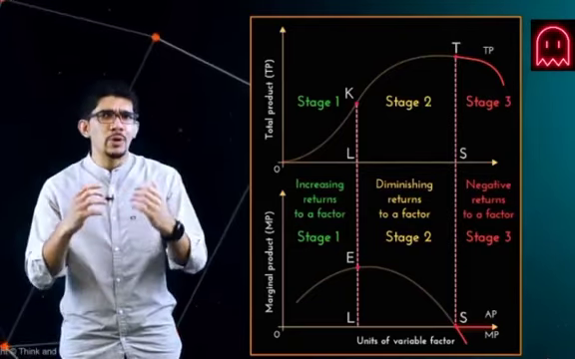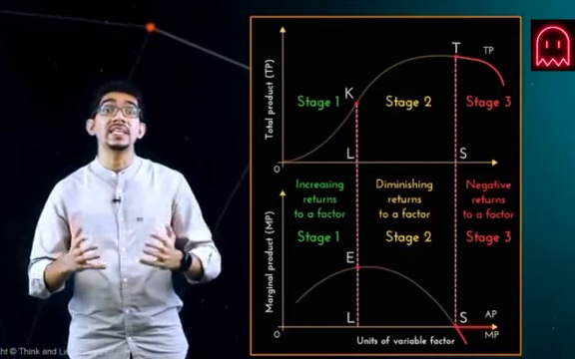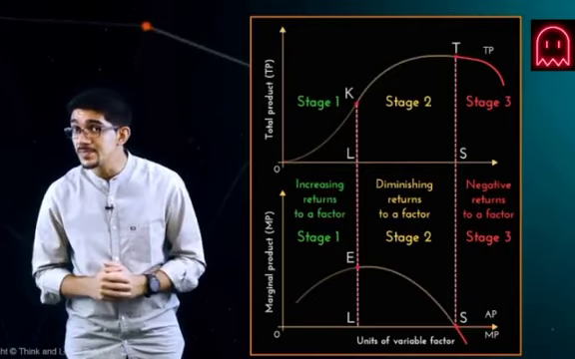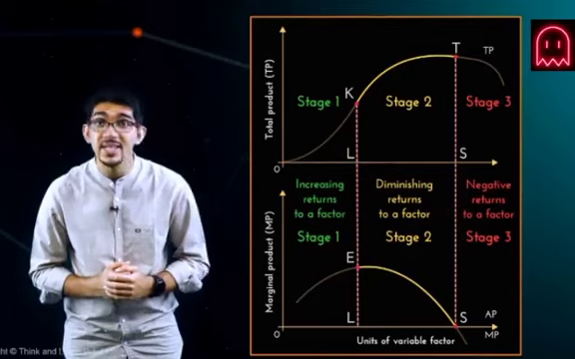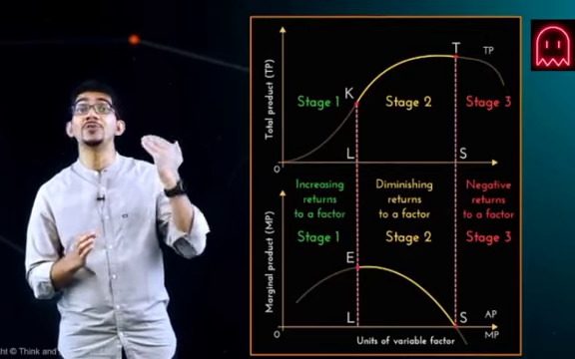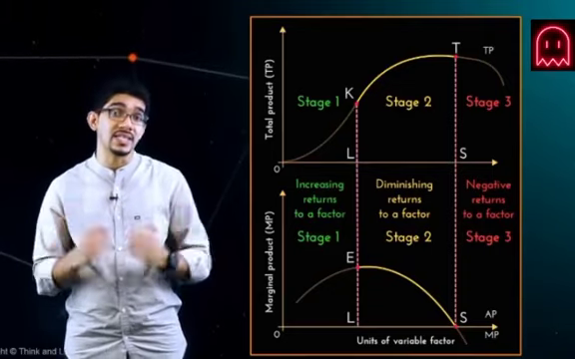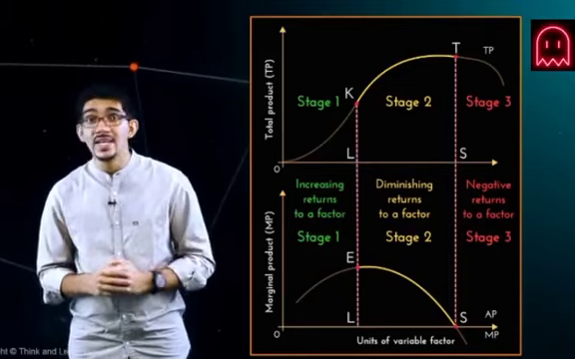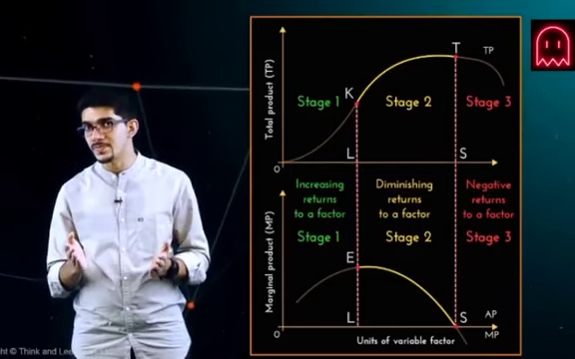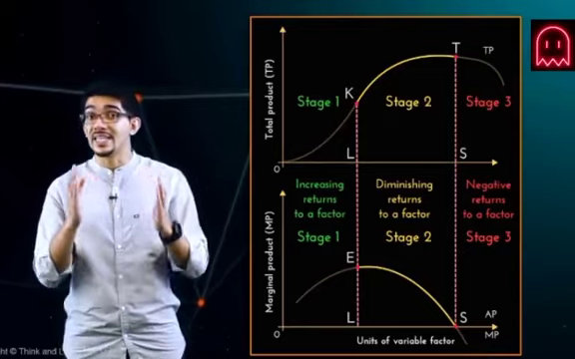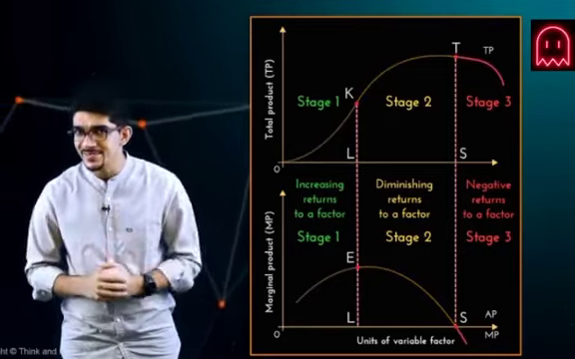Let's quickly try out our understanding once. Would you agree if I said that TP can increase even when MP is decreasing? Yes, TP can increase even when MP is decreasing, right? Because MP is an addition to TP. When MP is decreasing, only the addition to TP is decreasing, not the TP as such. TP continues to increase, though at a diminishing rate. TP starts declining only when MP is negative in stage 3, correct?